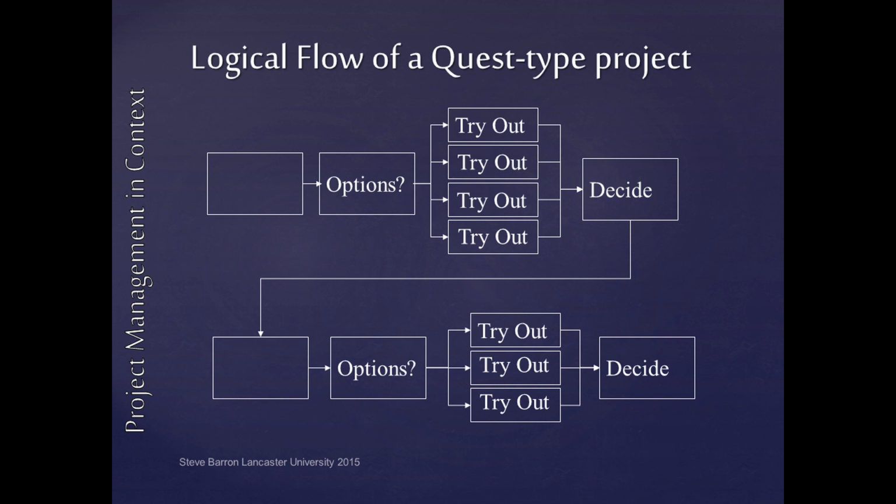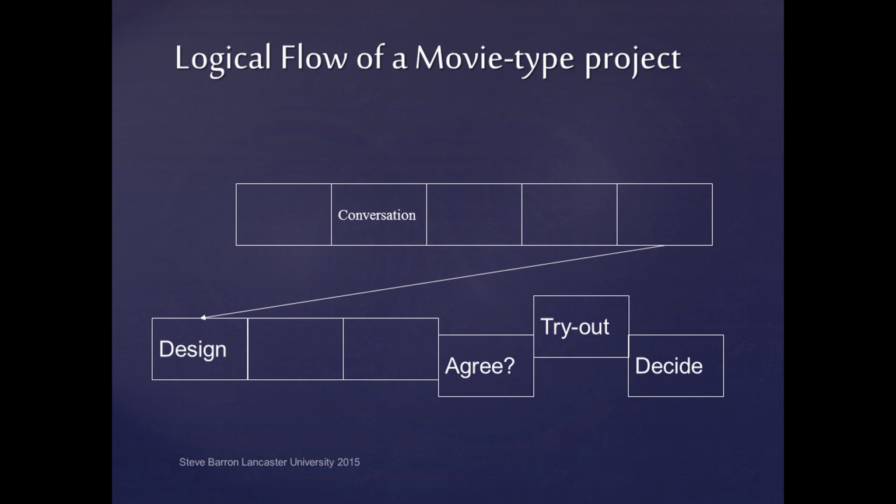For a quest type project, management involves identification of different approaches to solving each problem, and then trying out different solutions, depending on the best approach, and then moving on. These activities are very different to those required for a movie type project.